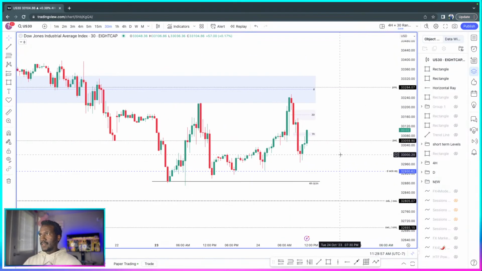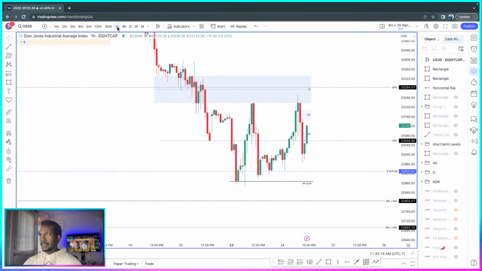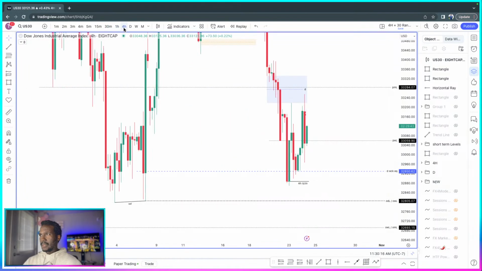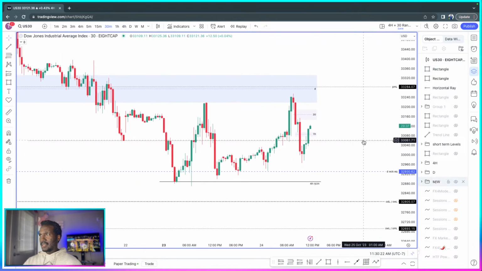Just like that. So on the 1-hour, the range is this high and this low. This price leg took out this high and we broke a low right here. On the 1-hour and 4-hour, there's really nothing to me I can see.